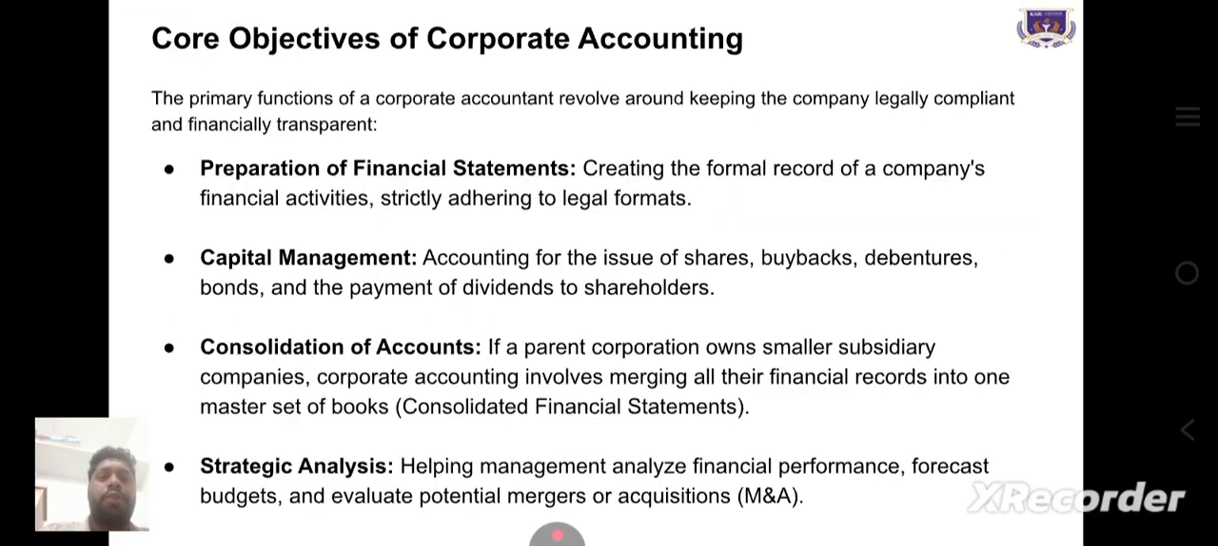Core objectives of corporate accounting: preparation of financial statements, creating the formal record of a company's financial activities strictly adhering to legal formats; capital management, accounting for the issue of shares, buybacks, debentures, bonds, and the payment of dividends to shareholders; consolidation of accounts. If a parent corporation owns smaller subsidiary companies, corporate accounting involves merging all financial records into one master set of books. Consolidated financial statements also support strategic analysis, helping management analyze financial performance, forecast, budget, and evaluate potential mergers or acquisitions.